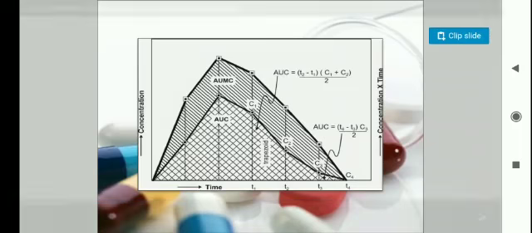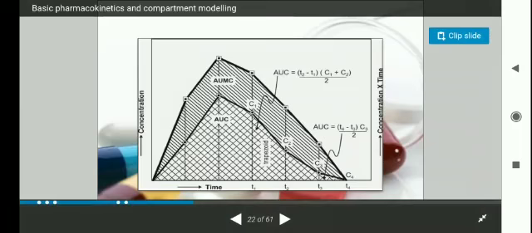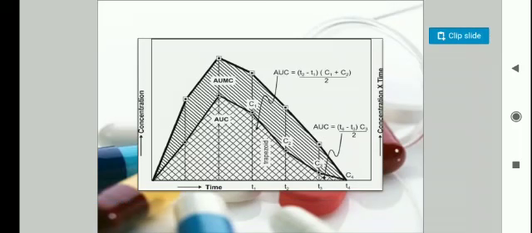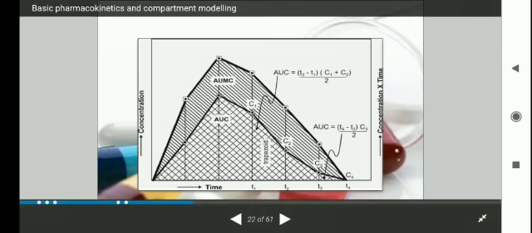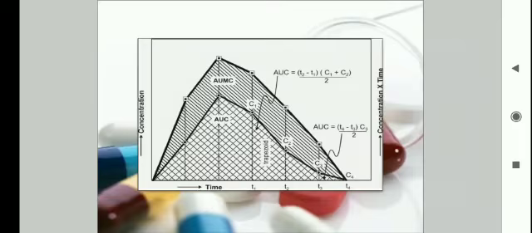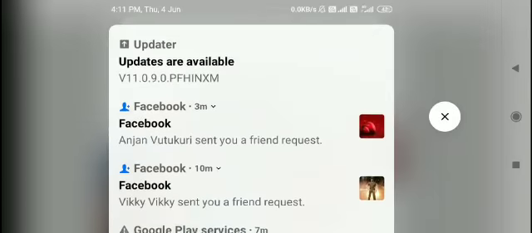So this is the basic considerations or introduction towards your pharmacokinetics and compartment modeling. And in our next session we'll go with one compartment open model and intravenous bolus administrations and extravascular and many other things.